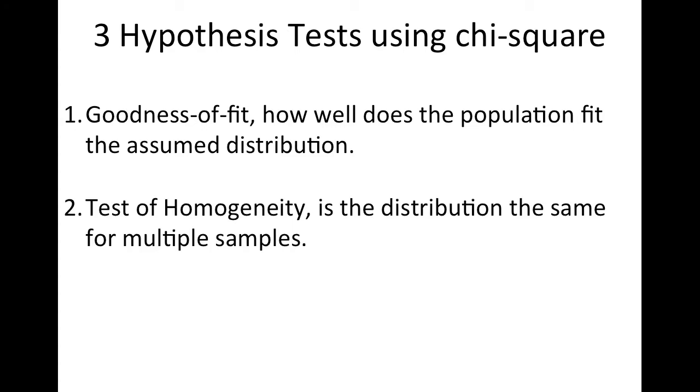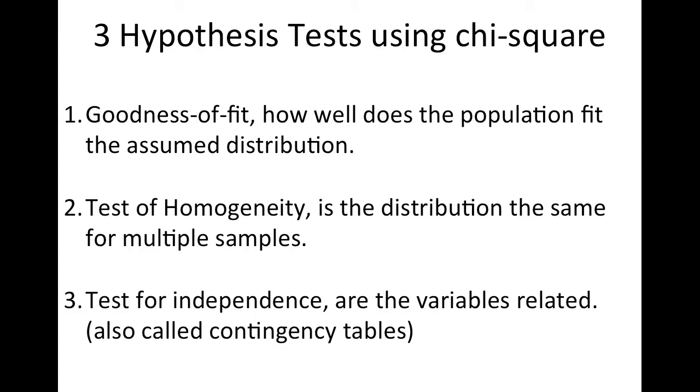For the other 2, the test of homogeneity and the independence test, these are both going to be set up as tables. So there's going to be 2 variables we're going to look at. Now it's important to tell which test you're running because the null and alternate will be slightly different.